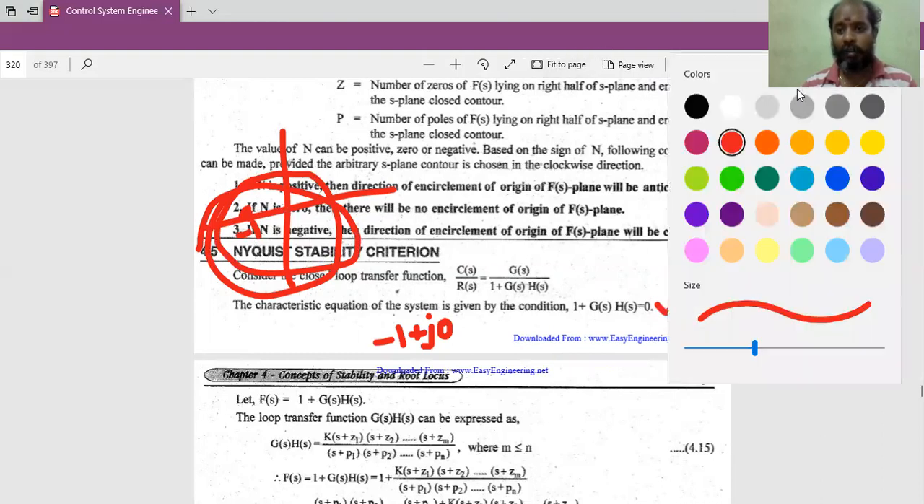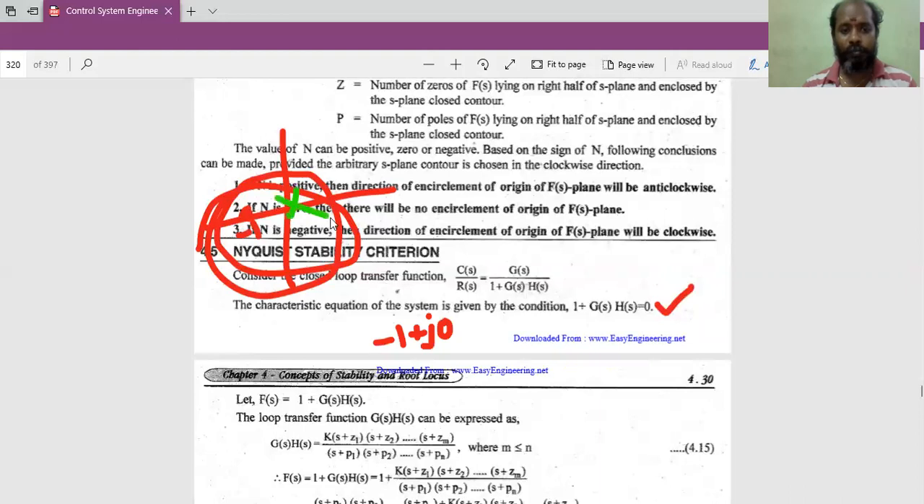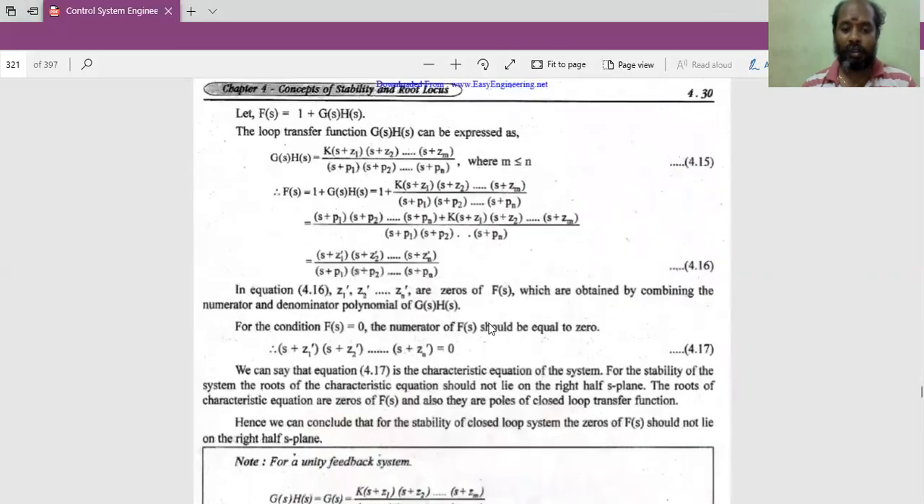It should not be around the origin. It should be here, -1 plus j0, because the stability condition says g of s h of s is equal to -1. That is the stability condition. Okay, so our definition will be based on the -1 plus j0 point. We can see that here.